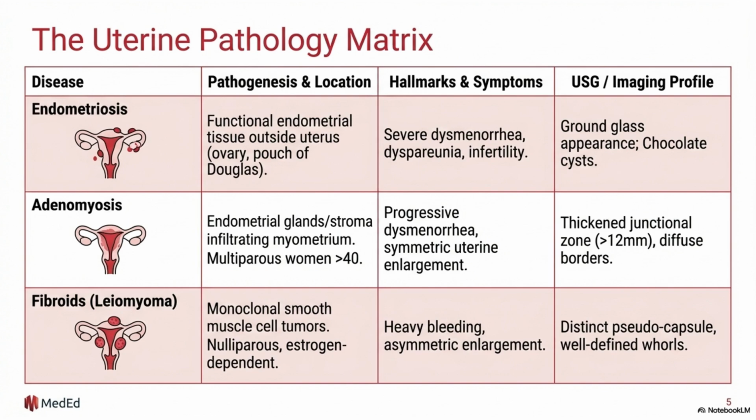This matrix compares 3 major conditions: endometriosis, tissue outside the uterus; adenomyosis, glands infiltrating the myometrium; and fibroids, smooth muscle tumors. Key symptoms range from severe dysmenorrhea in endometriosis to heavy bleeding and asymmetric enlargement in fibroids.